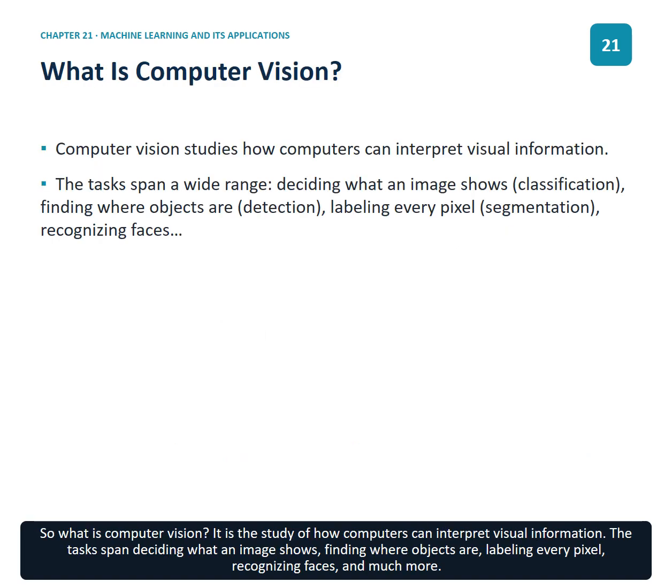So what is computer vision? It is the study of how computers can interpret visual information. The tasks span deciding what an image shows, finding where objects are, labeling every pixel, recognizing faces, and much more.